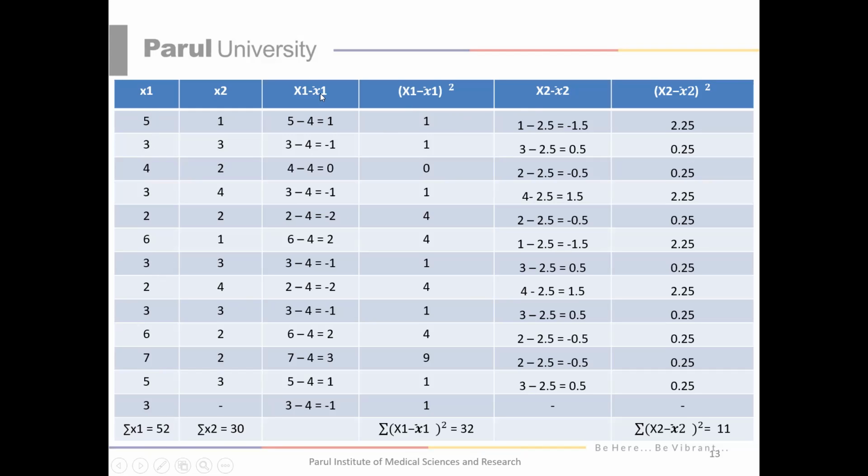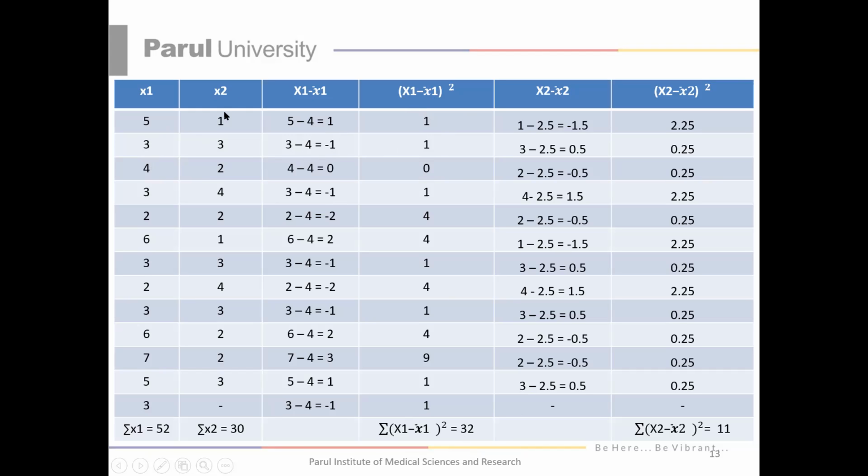So x1 minus x1 bar. This is the third column for the first group, our study group. So 5 minus 4 is equal to 1, 3 minus 4 is equal to minus 1, and so on. And the fourth column is x1 minus x1 bar whole square. So 1 square is equal to 1, minus 1 square is equal to 1, 0 square is equal to 0, and so on. So the total of summation x1 minus x1 bar whole square is equal to 32.